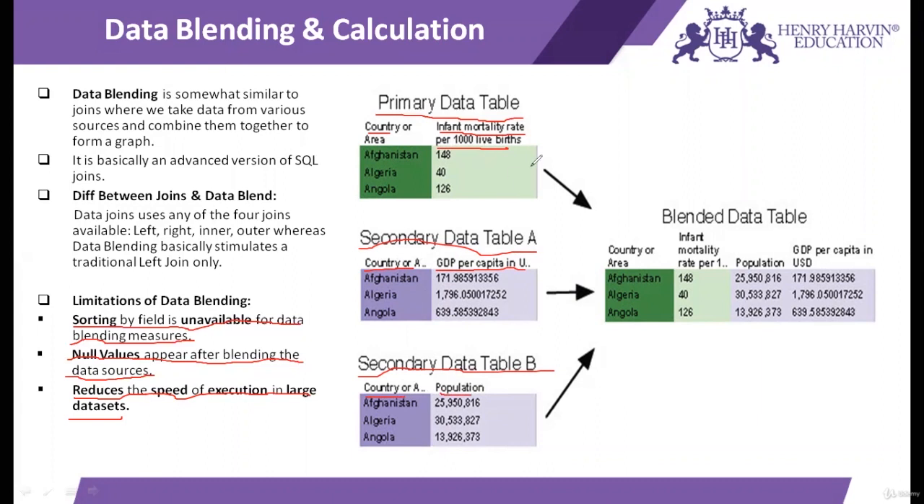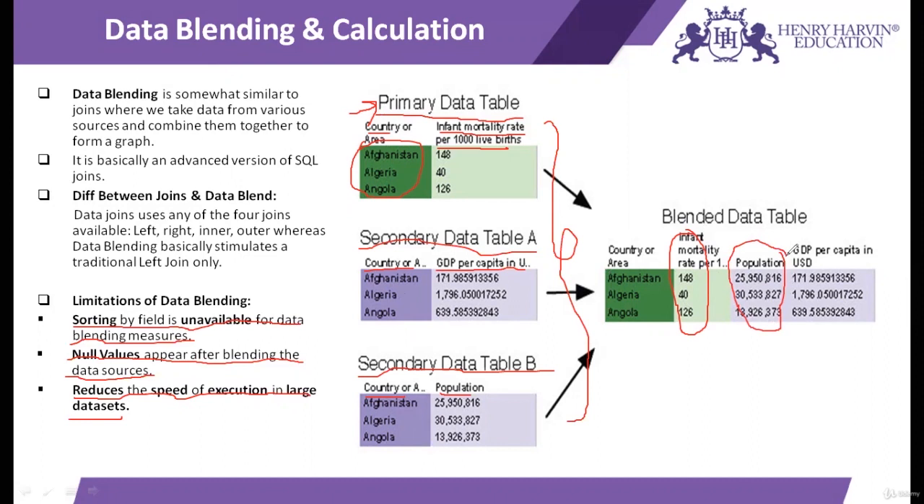Now if I have to merge all these three tables together using data blending, what will happen is I'll get these names. Since I have used this table first, this table will be my primary table. So I'll consider the countries of this table only, which are Afghanistan, Algeria and Angola. Then the infant mortality rate corresponding to these will appear, and in the other two tables the values corresponding to these countries would appear. You can see these values over here.